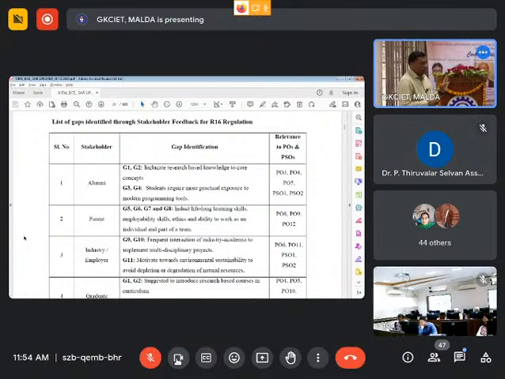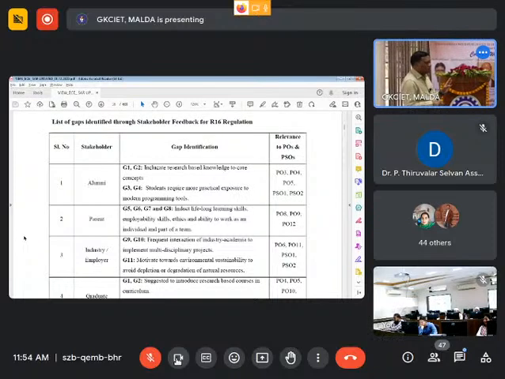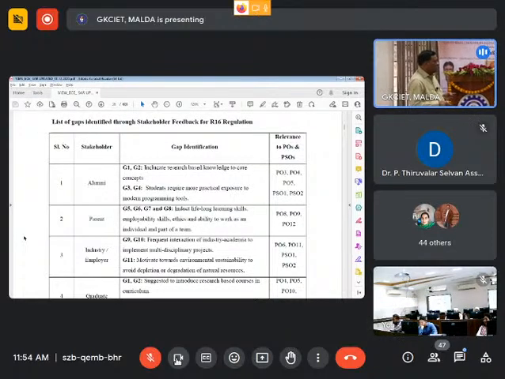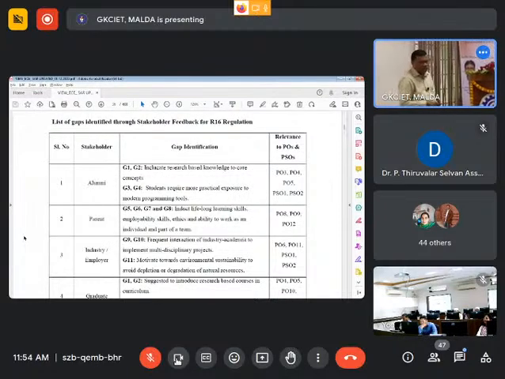Mark one thing, that the gaps which have been identified, by whom, and which POs are relevant to that is also shown. So that means it is a very nice mapping of the curriculum to the POs and PSOs. That is ultimately the way you also have to prepare.